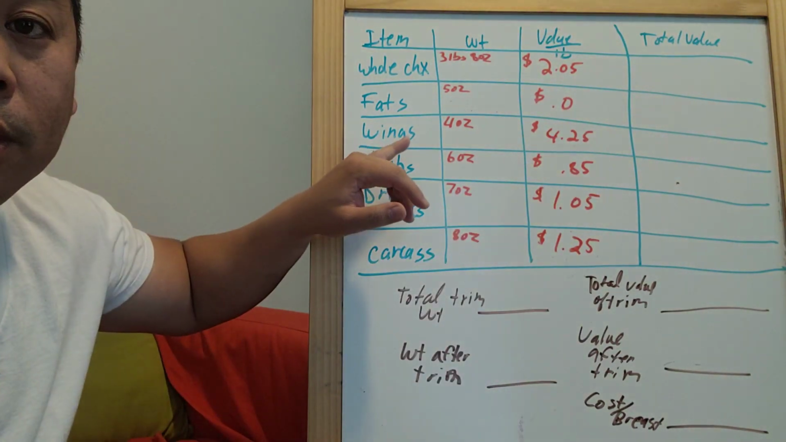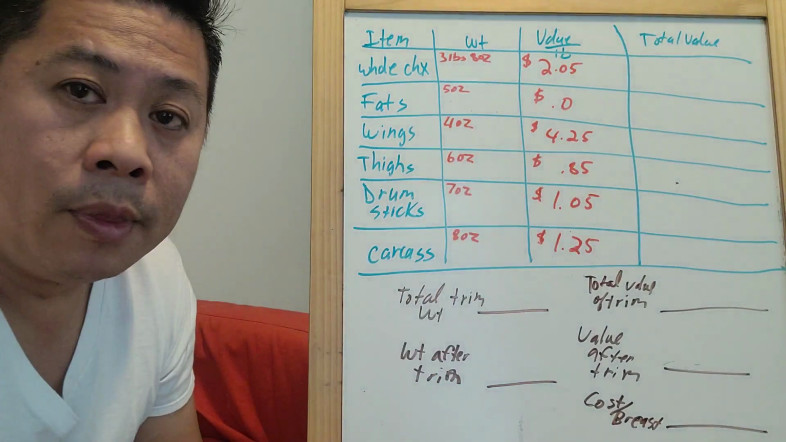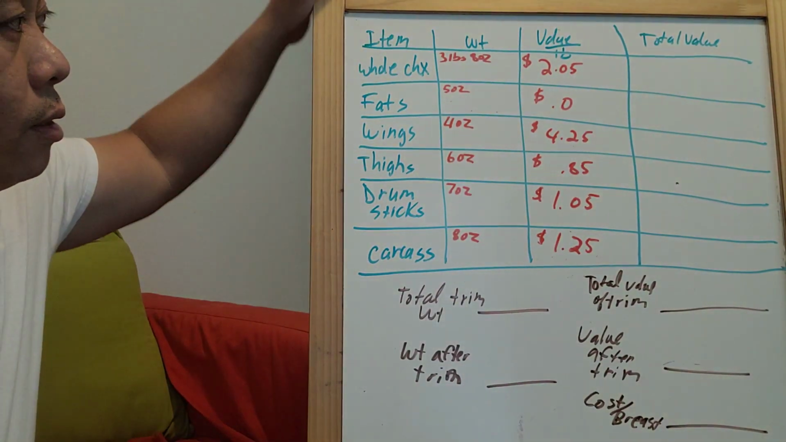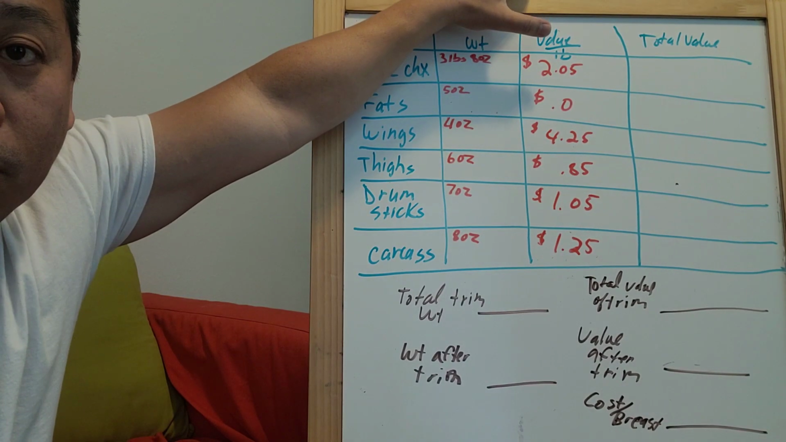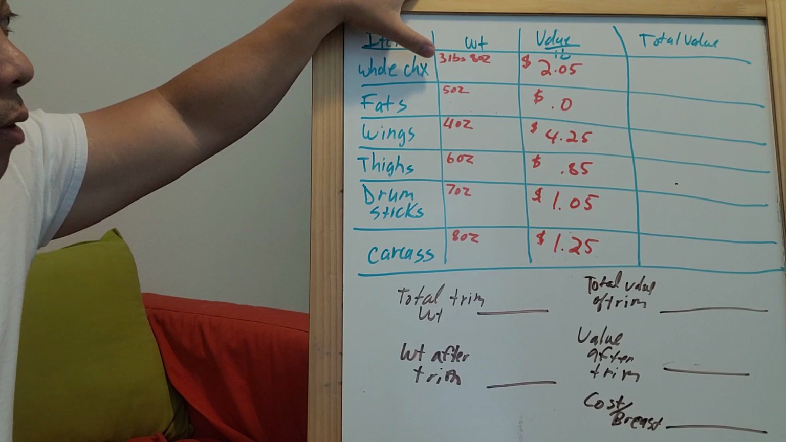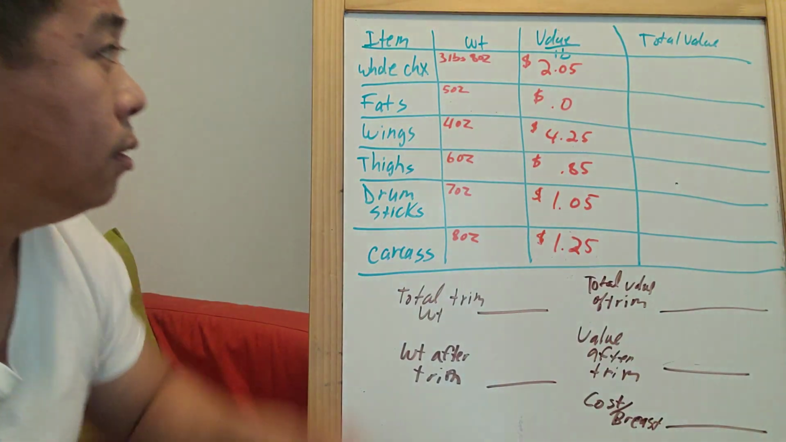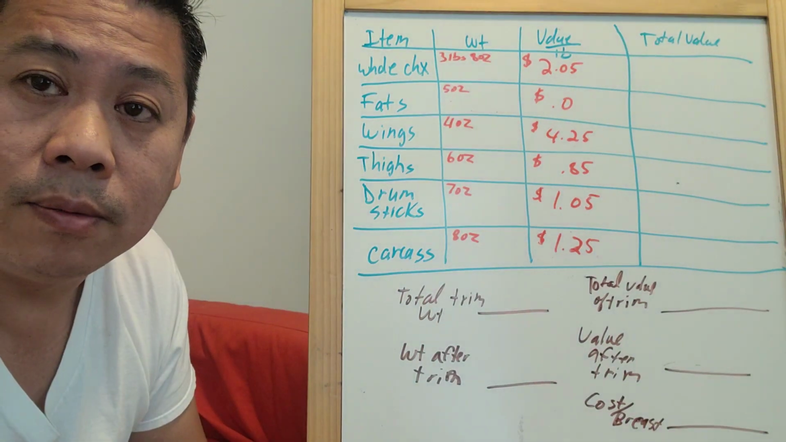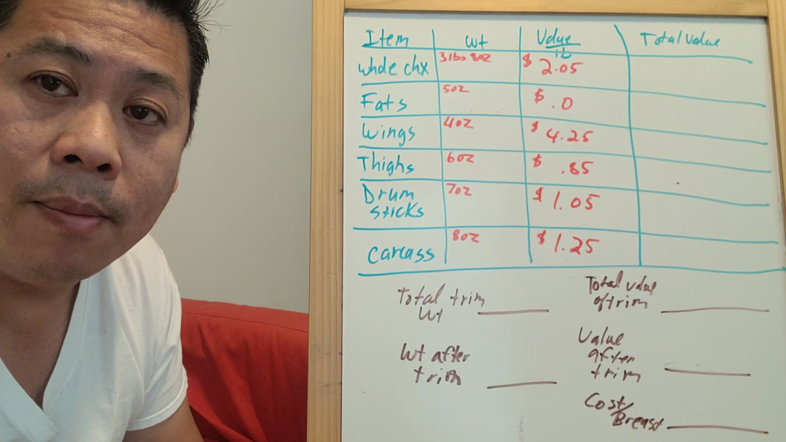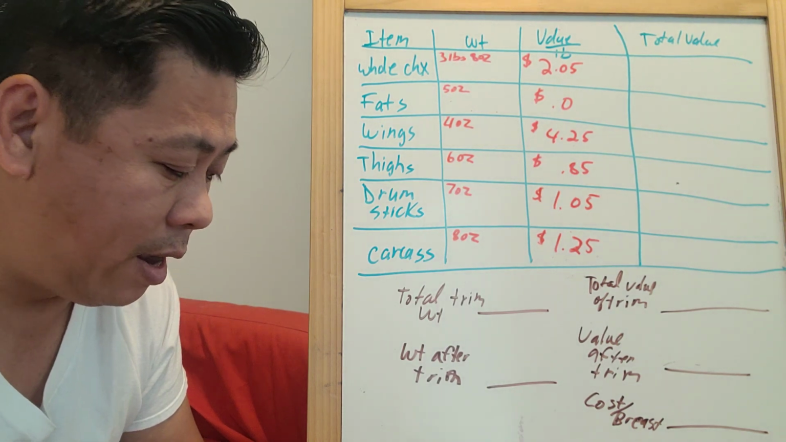For instance, chicken wings are about $4.25 a pound. So when we look at this, you have two units, and the value is based on per pound. So we have to actually change all of these weights into pounds. The whole chicken is 3 pounds and 8 ounces. One pound is 16 ounces, so we need 8 divided by 16, which is 0.5.